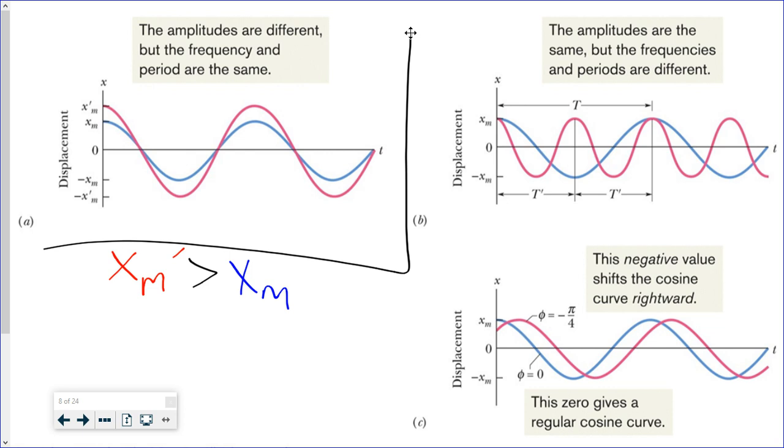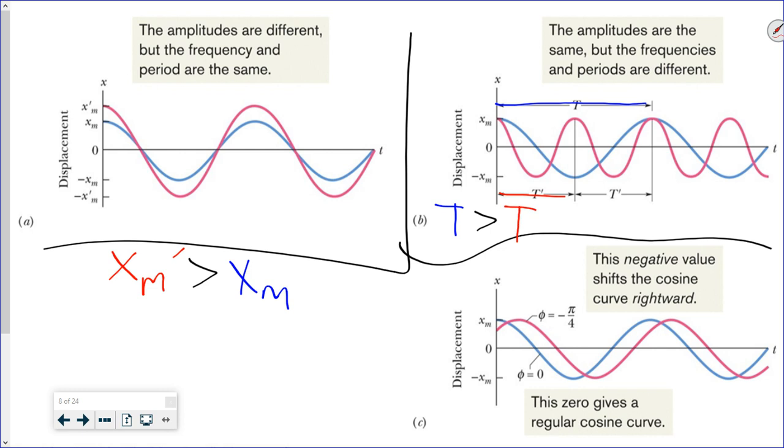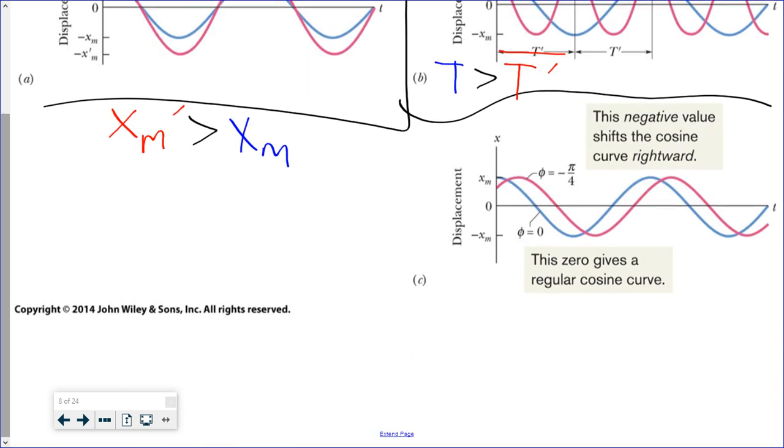Over here, looking at graph B, they have the same maximum. They have the same amplitude, but they have different periods. The period for the blue graph is this, and the period for the red graph is this. So now the red period is greater than the blue period. Down here at the bottom, everything about these graphs is the same, except for the periods. Finally, this last graph, graph C over here, everything is the same except for the phase constant.